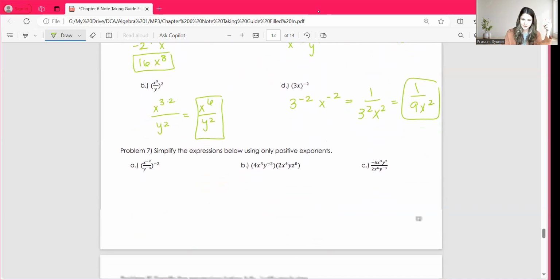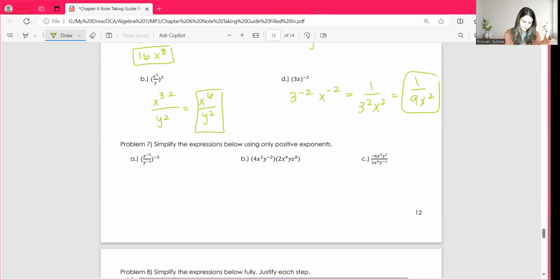Okay, let's check out problem 7. Very similar, we just want to make sure we rewrite these only having positive exponents. So A, we've got to distribute that negative 2 to all of the other powers. So I've got x to the 4th. That's kind of cool, right? Negative times a negative gives me positive. Don't need to move it anywhere. Y to the 6th. That one wasn't too bad.